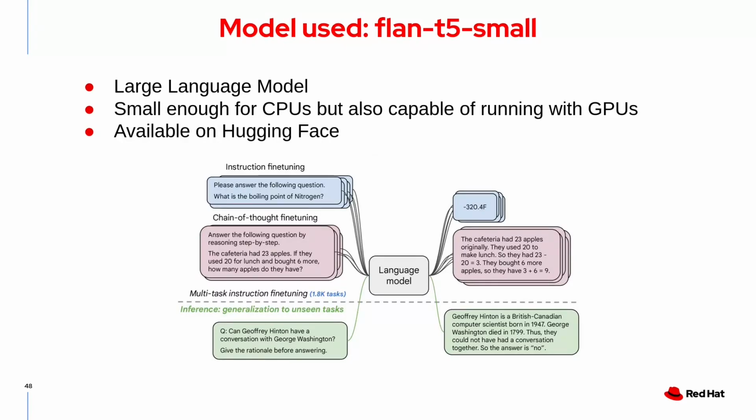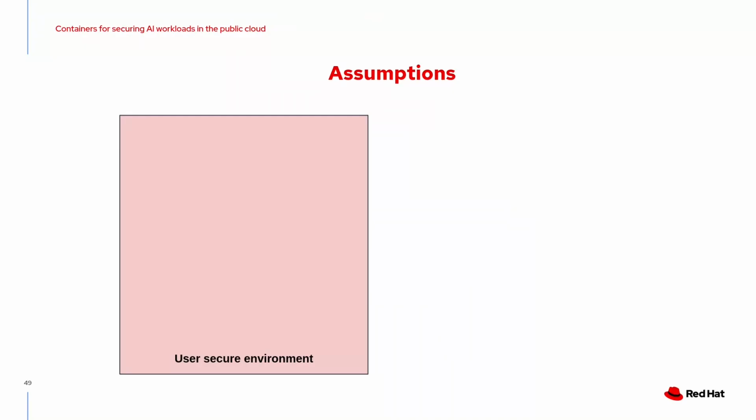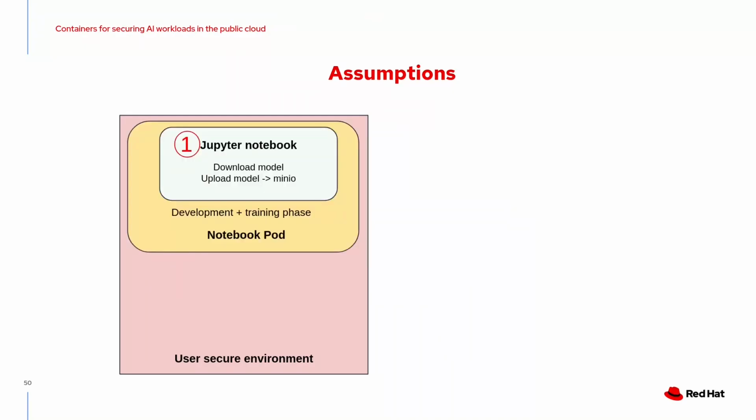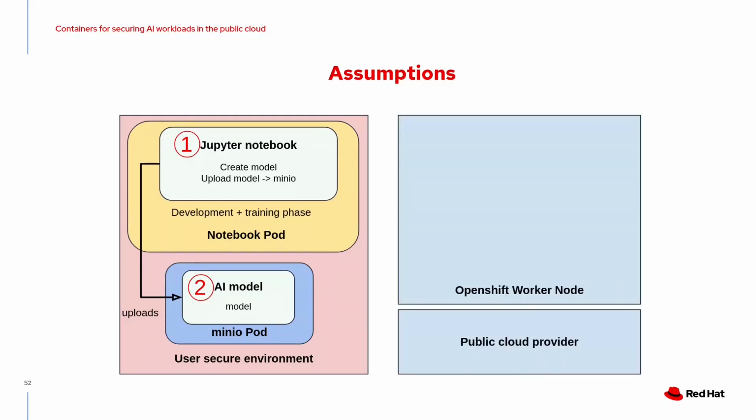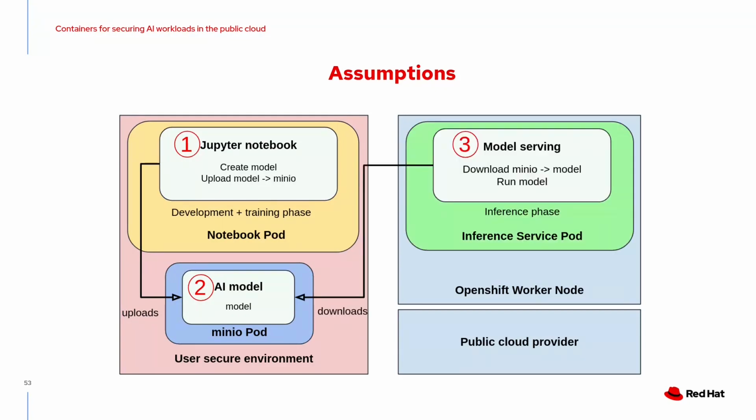Let's look at the workflow assumptions. First of all, we are just focusing on inference this time. Therefore, we assume that the first part of the model lifecycle, development and training, is done in a user-secure environment. Then, usually, the finished model is uploaded into an S3 storage to be available for the inference part. In this example, we use a minio pod to simulate S3 storage, and we also assume it is running in a user-secure environment. For the third part, inference, we change the environment. We will run it in the public cloud, so the platform provider is not trusted.